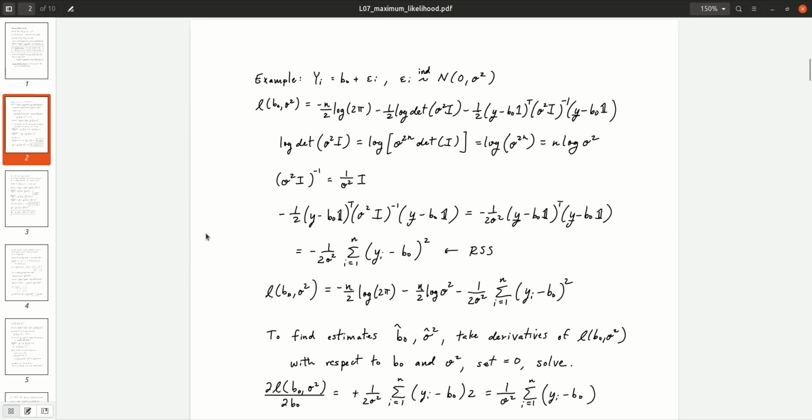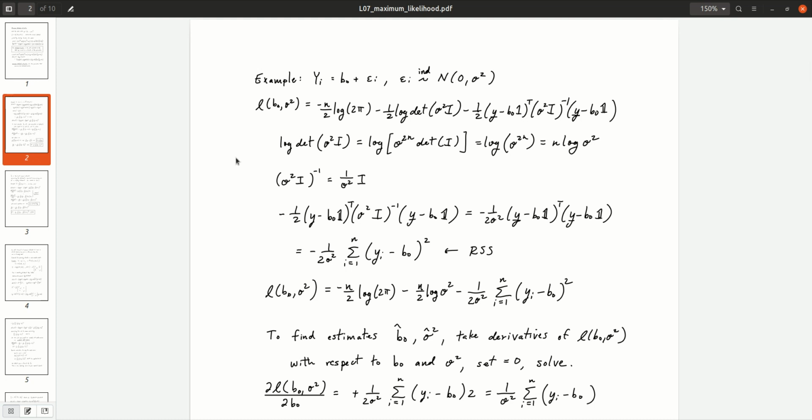Let's see this in action. So this will be the same usual model that we've seen before. Yi is b0 plus epsilon i, where the epsilons are independent, normal 0 sigma squared. This is an even simpler example because the model has only an intercept and no covariates. So the log likelihood function is the following. Minus n over 2 log 2 pi minus 1/2 log determinant of the covariance matrix. And then the mean vector is b0 times the 1 vector. So it's the quadratic form with that vector.